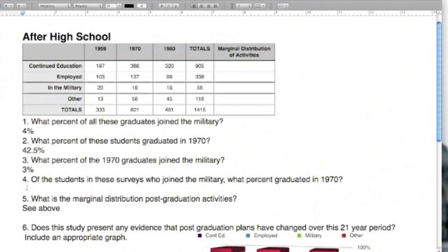Okay, continuing in the same process, they're trying to give you different variations on how they can ask. This is really conditional probability or conditional distributions. It's giving you a condition, and in the first one it says what percent of the 1970 graduates join the military. The condition was you had to have graduated in 1970 to be even considered.